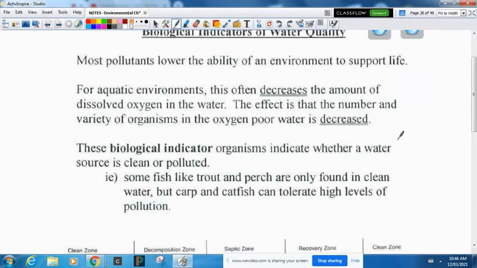So if water is polluted, you'll tend to find, like, if you find that there's only carp and catfish, that could indicate it's polluted because they can tolerate high amounts of pollution. However, if you do find that there's trout and perch, they're only found in clean water, so that indicates that the water quality is good.